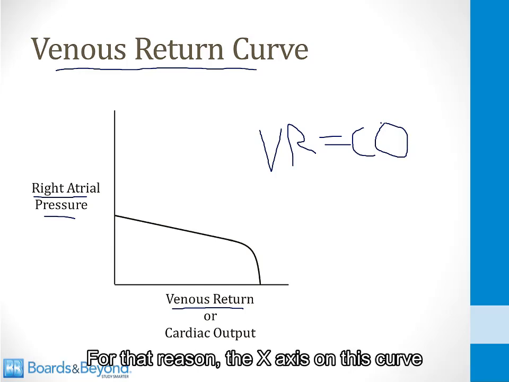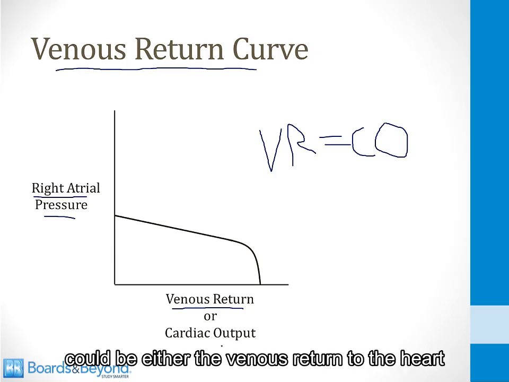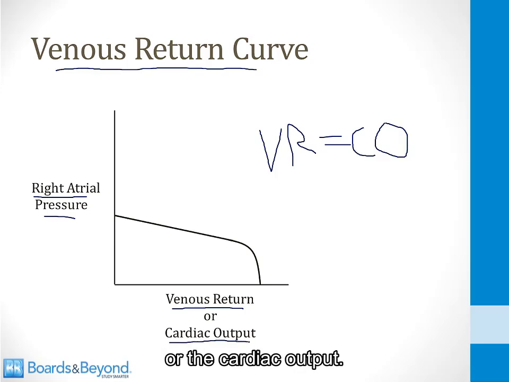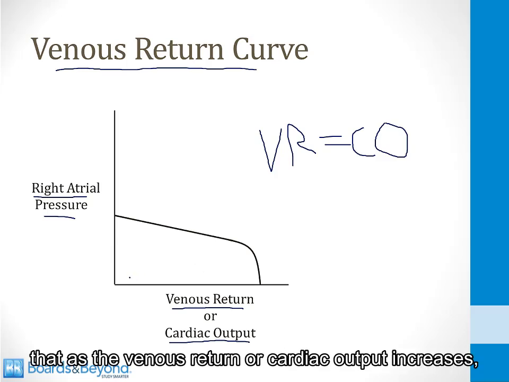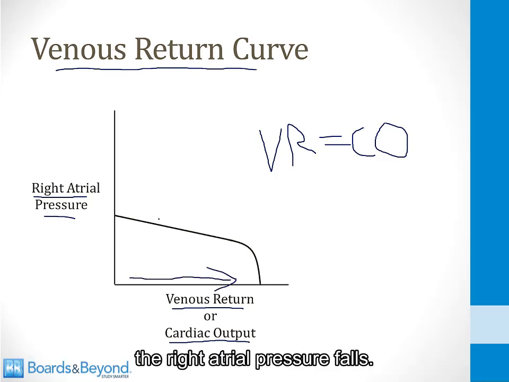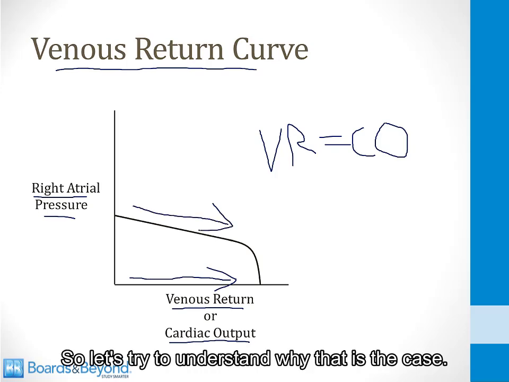For that reason, the x-axis on this curve could be either the venous return to the heart or the cardiac output. The two terms are interchangeable. And this curve indicates that as the venous return or cardiac output increases, the right atrial pressure falls. So let's try to understand why that is the case.